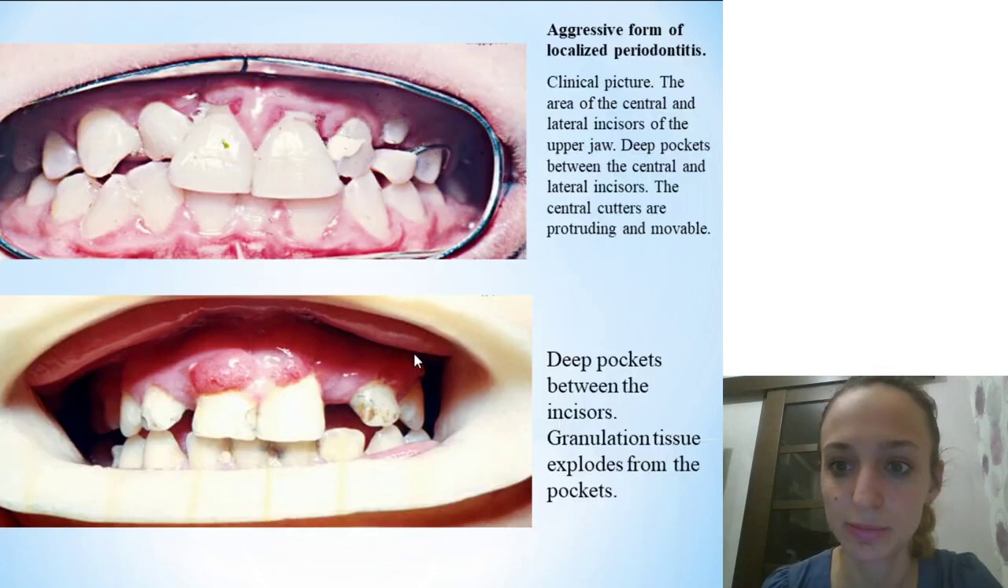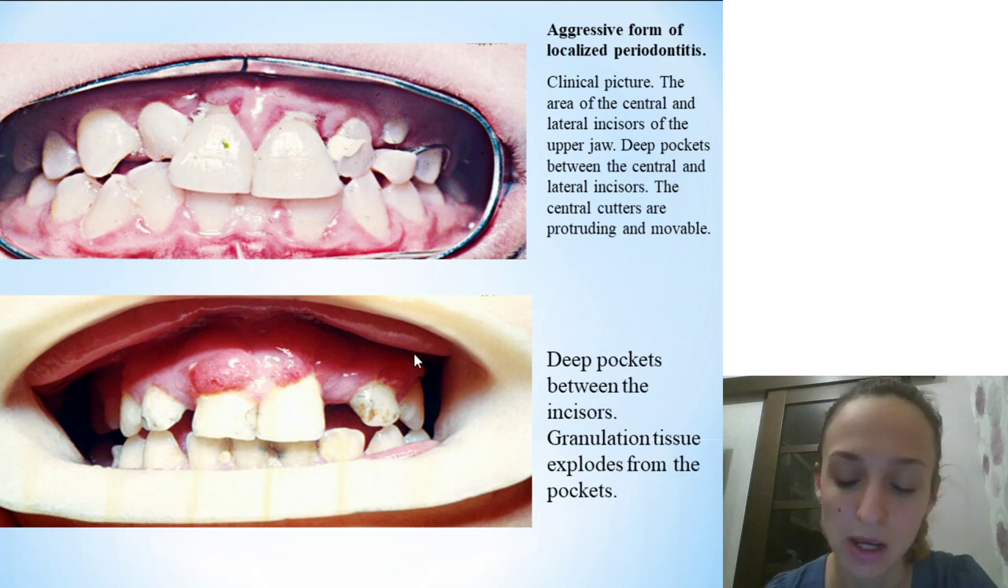And aggressive form, clinical picture: the area of the central and lateral incisors of the upper jaw, deep pockets between the central and lateral incisors, and their second picture, also deep pockets between the incisors, and granulation tissues.